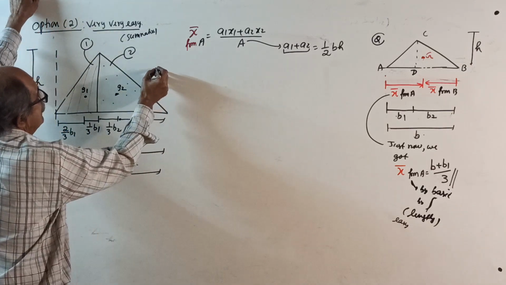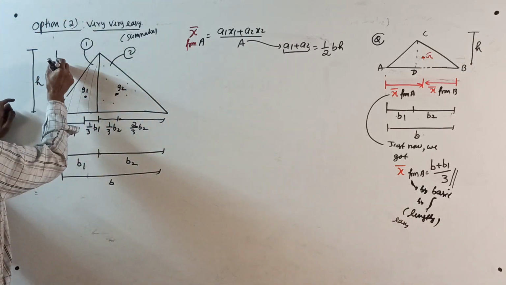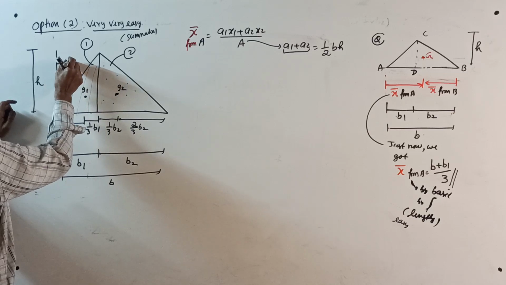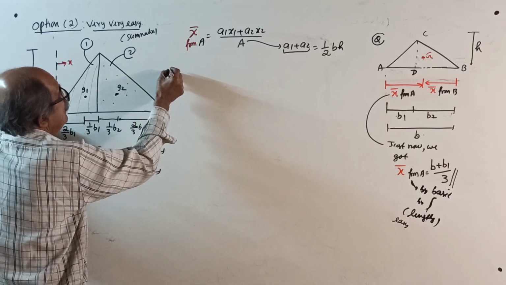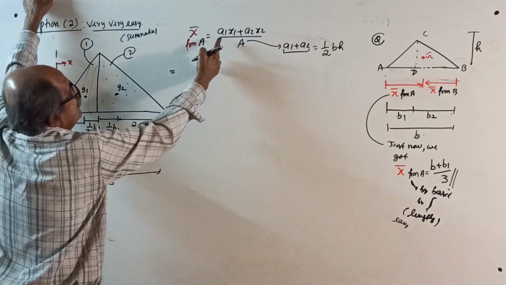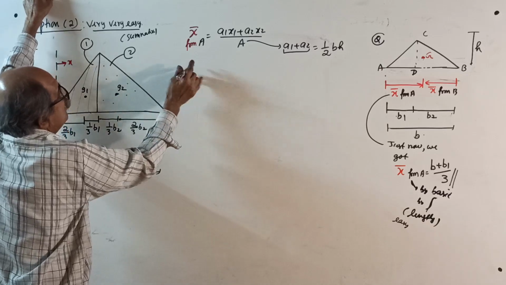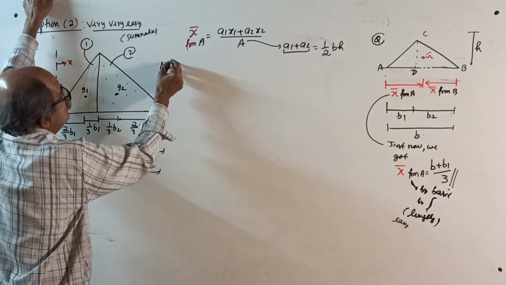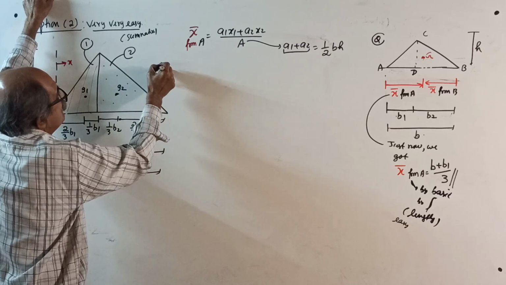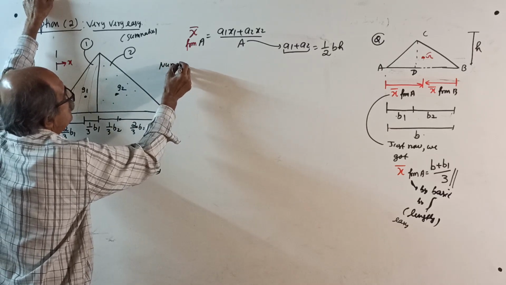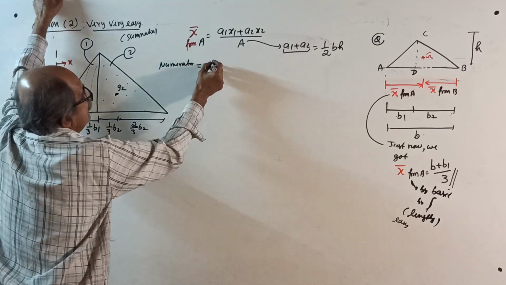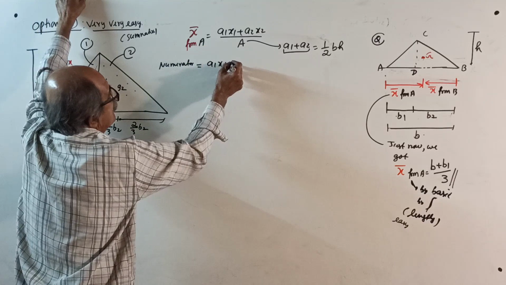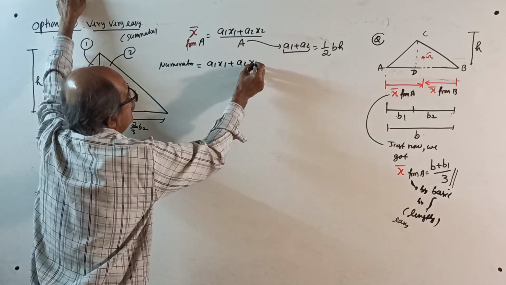Now, see, you are measuring x this way. See, this is how you measure x. Because why? Because we want x bar from A. So it is equal to A1. Okay, I'll do one thing now. I'll do only the numerator now, to save time. Your numerator is A1x1 plus A2x2. See correctly now.